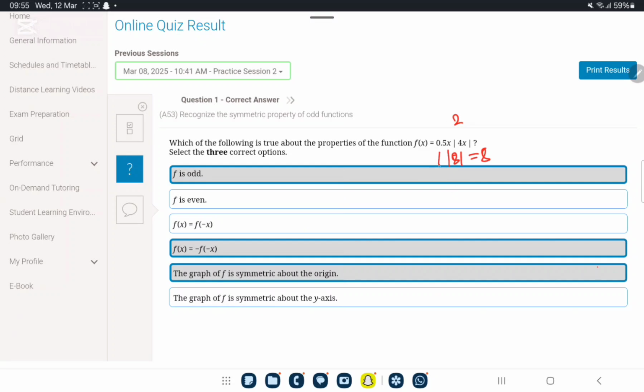And then minus 2: minus 2 times 0.5 is minus 1, and the absolute value of minus 8 is 8, so the result is minus 8. The minus cancels inside the absolute value and it just becomes 8, so minus 8. So now we know the function is odd. Whenever it's odd, it's symmetric about the origin, and it takes this form: minus f of minus x.